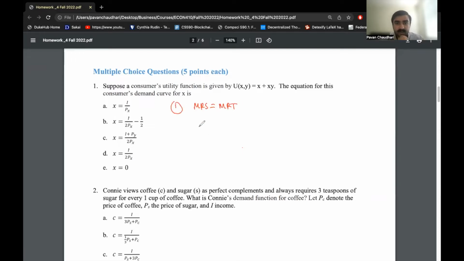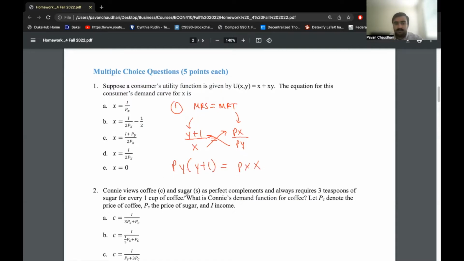Okay. So MRS here is simply y plus 1 over X, which is equal to PX over PY from the MRT. Normally we would simplify the MRS first, but here it's already simplified, so no need to do that, right? So then the next thing we do is we cross multiply. So we get PY times (y plus 1) equals PX times x.